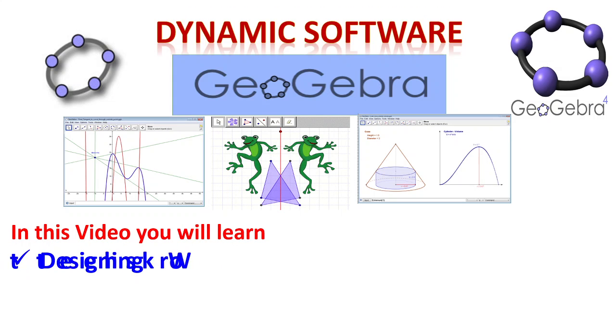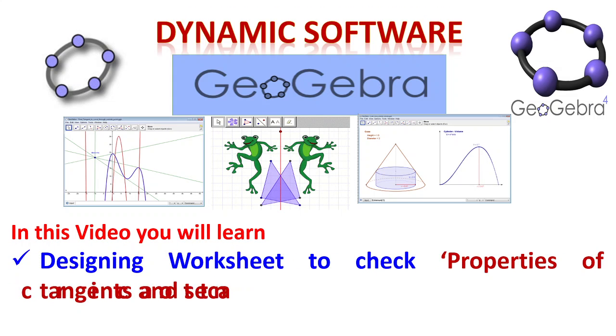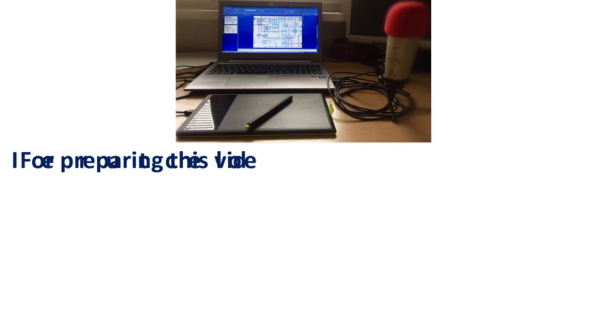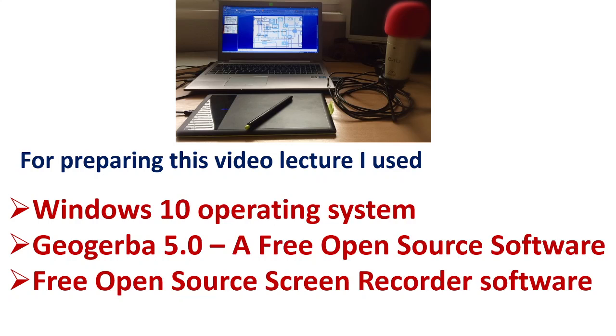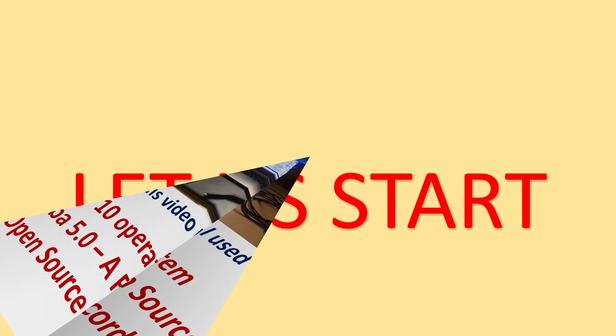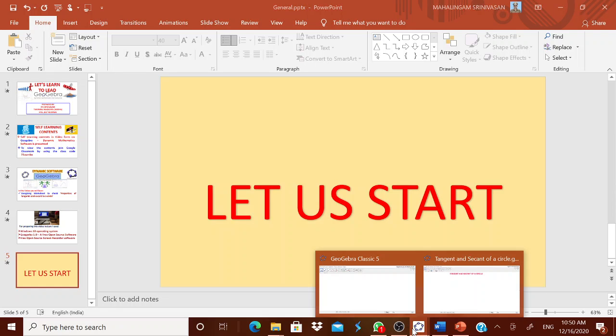In this video, you will learn designing a worksheet to check properties of tangents and secant to a circle. For preparing this video lecture, I used Windows 10 operating system, a licensed version, GeoGebra 5.0, a free open source software, and free open source screen recorder software. Let us start. Let me explain what type of worksheet we will be designing.